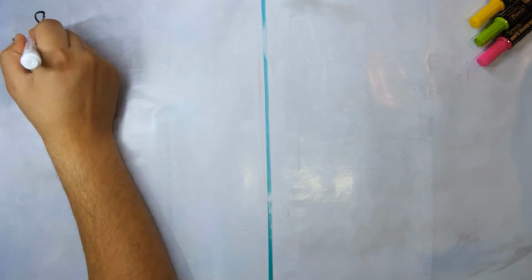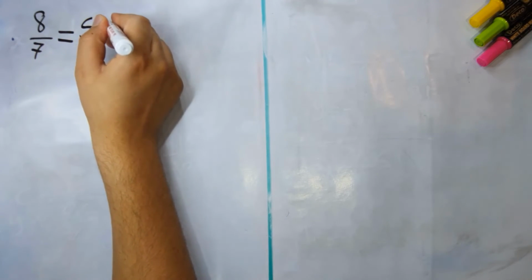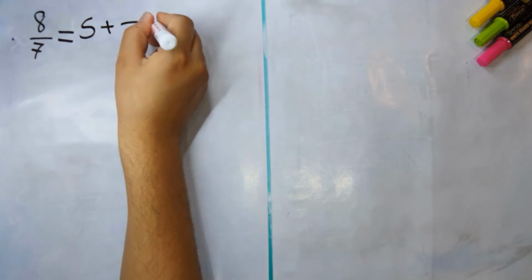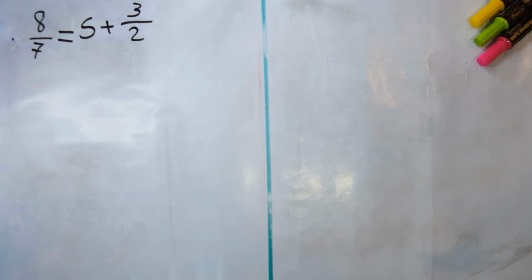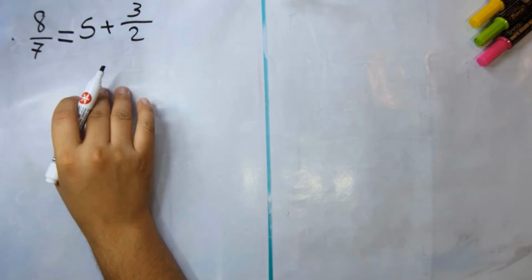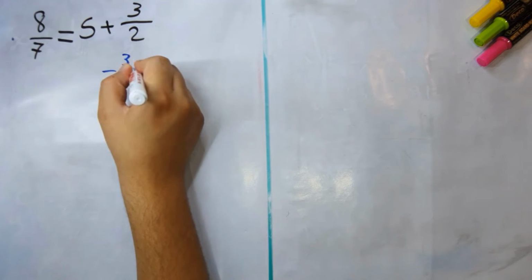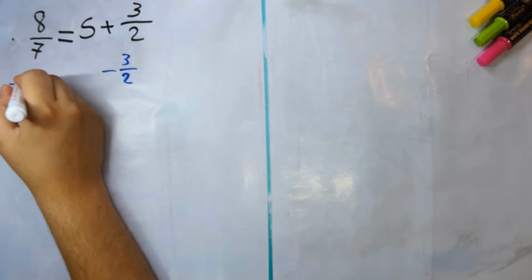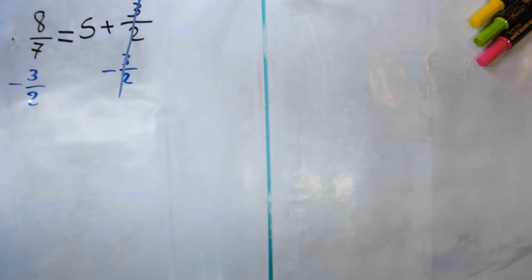8 over 7 equals S plus 3 over 2. Now the variable in the right side is the same. I should make it alone in one side. Then I should remove plus 3 over 2, then do minus 3 over 2 in two sides. Then remove them together.